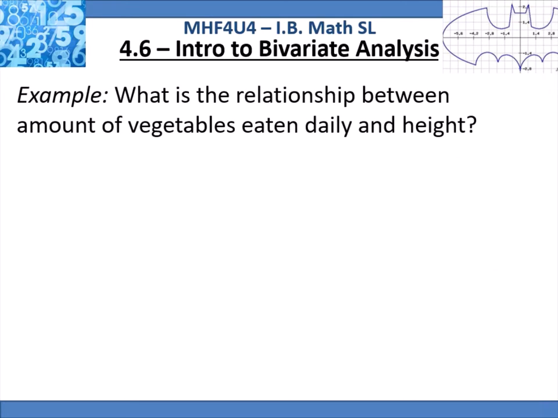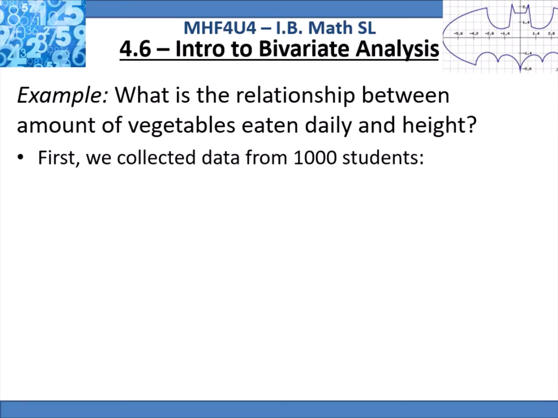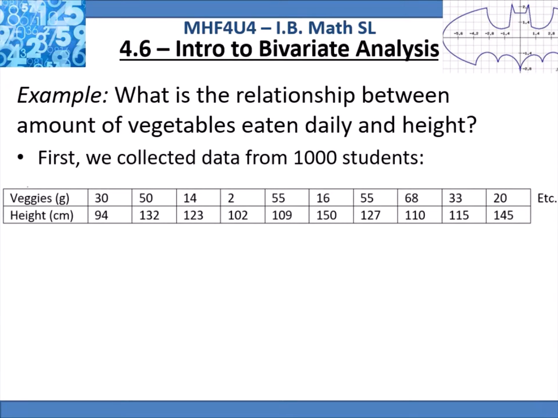So here we go. I guess this is why I like this example so much. I use it every year. What is the relationship between the amount of vegetables eaten every day and height? So what I did is I sampled 1,000 students. I collected all this data. Each student, I got 2 pieces of information from: the mass in grams of veggies that they eat every day, and their height. So there's all my data. I have 1,000 data points. It's a lot of data.